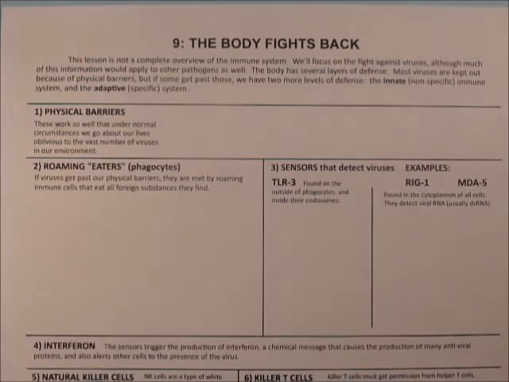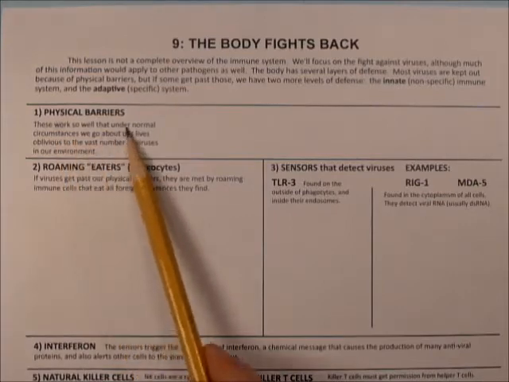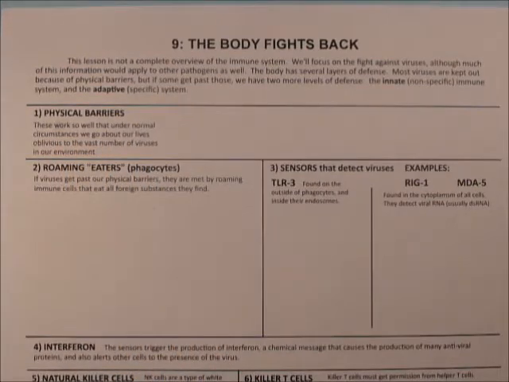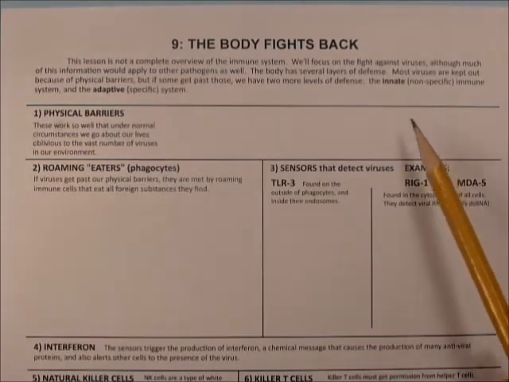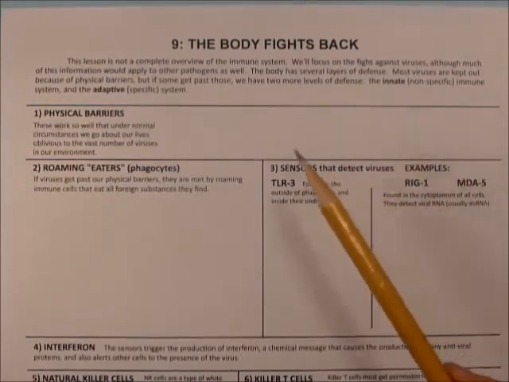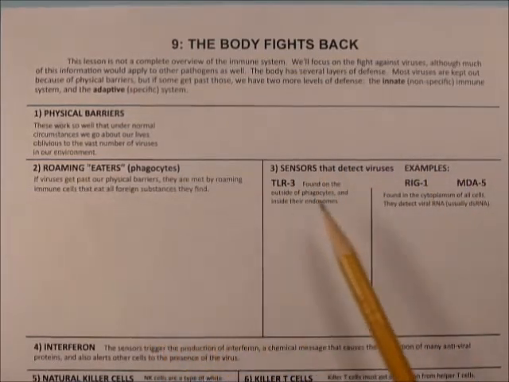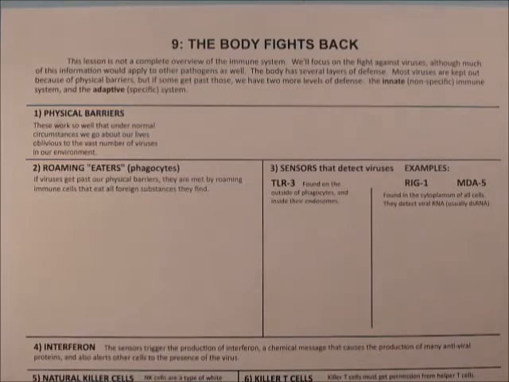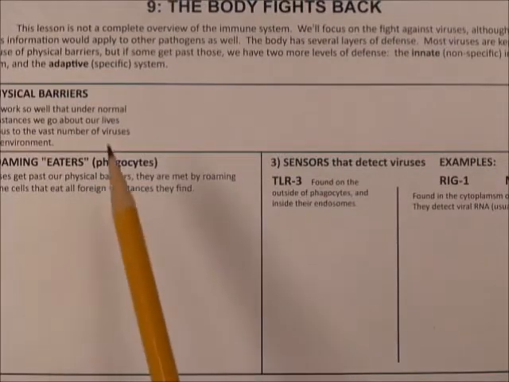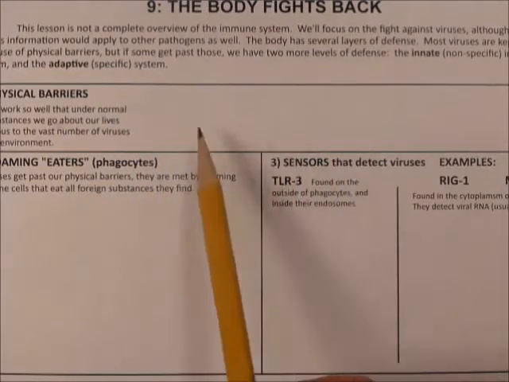There are basically 3 levels of defense. The first is physical barriers. We try to not let them get in to begin with. But then if some of the viruses get in, we have another 2 layers, and the first one is your innate or non-specific immune system, and that'll be number 2 and 3 and 4 and 5. And then after that, we have the adaptive or very specific system that goes after particular viruses, and that'll be section 6 and 7.